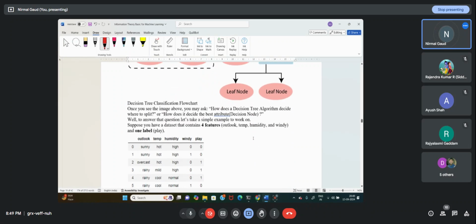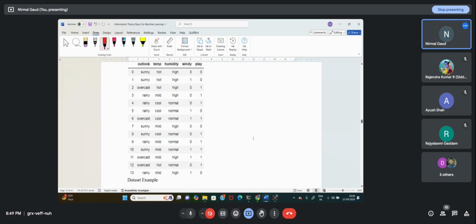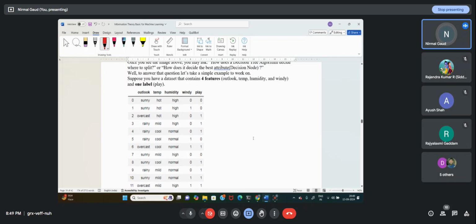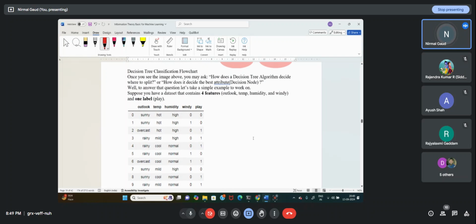So how is this going to help me? I have a data set that will explain it better, related to weather data. This is weather data, which has four features: outlook, temperature, humidity, and wind. And this is my target, whether I can play football or not. So four features I have, and I have a target, play. Zero means not play, one means play.